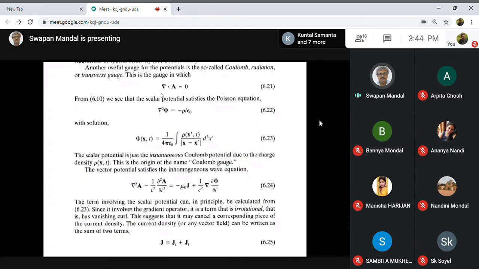Here is the Coulomb gauge condition, divergence of A equal to 0. I just told you what will happen. One equation will be del square phi equal to minus rho by epsilon 0. And the other equation will be del square A minus 1 by c square del square A by del t square equal to minus mu 0 j plus 1 by c square gradient of del phi by del t. So we got two interesting equations under the Lorentz condition. However, under the Coulomb gauge condition, we are left with one equation here, and the other equation here.